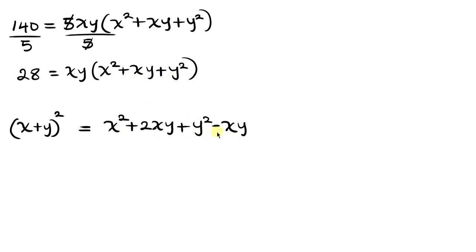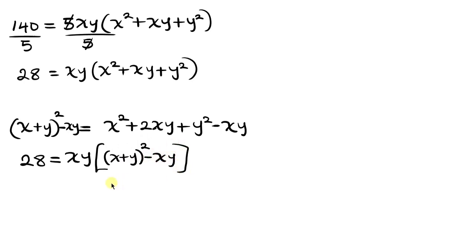But remember, whatever I do to the right, I'll also do to the left. So I'll have to remove xy from here as well. So that means instead of working with this, I can go ahead and replace this with this. So this becomes 28 to be equal to xy times, remember, I'm going to be replacing this with this. So times x plus y all squared minus xy.